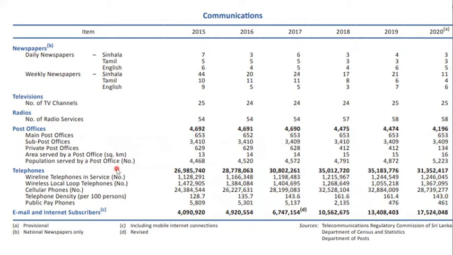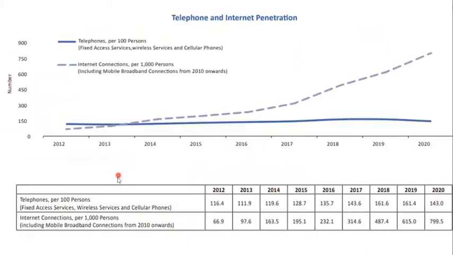Email and internet subscriber given here, and it was over 4 million as of 2015 and gradually increased to 17.5 million as of 2020. This demonstrates gradual increase of telephone and internet penetration since 2016. Although there's an improvement at the middle of 2013, the higher increase could be seen 2017 onwards.